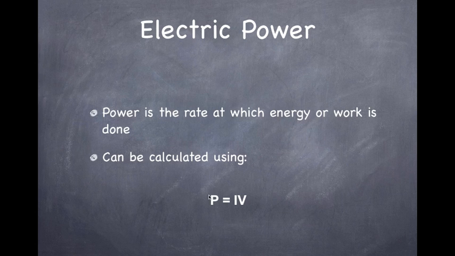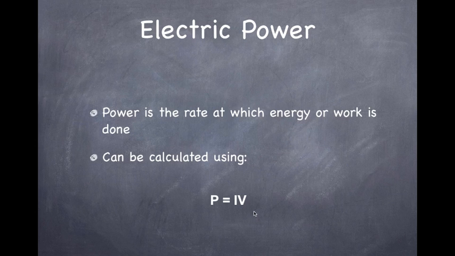Now remember, P is power, which is measured in watts. It is very, very common to see kilowatts, megawatts, and gigawatts. So you need to be able to convert between those. I is measured in amps. It's electrical current measured in amps. V is voltage, which is measured in volts.